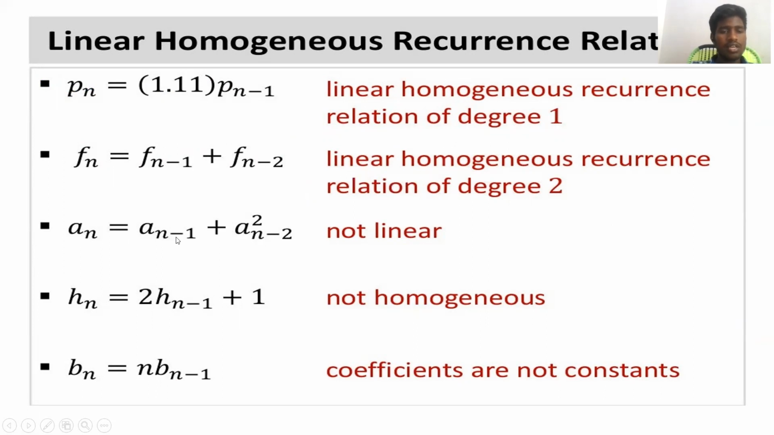Here an = an-1 + an-2 squared. It is not linear because the terms are not in the same form: an-1 is there, and an-2 whole squared is there. So it is not a linear homogeneous recurrence relation. Hn = 2Hn-1 + 1: it is not homogeneous. Bn = n into Bn-1: its coefficients are not constant. Here the coefficient is not constant, it varies according to the n value.